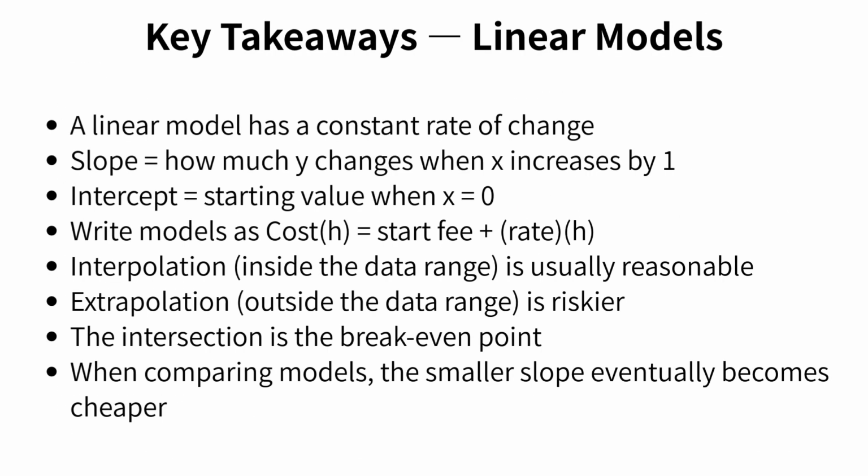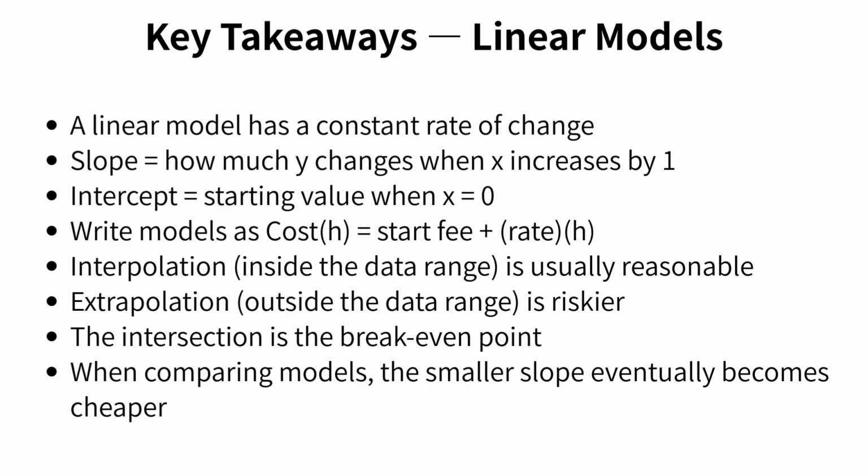Let's wrap up the key takeaways for linear models. A linear model describes a relationship with a constant rate of change. That's why the graph is a straight line. The slope tells you how much y changes when x goes up by 1, and the intercept is the starting value when x is 0. On the SAT, many word problems fit the pattern: cost equals a start fee plus a rate times time.